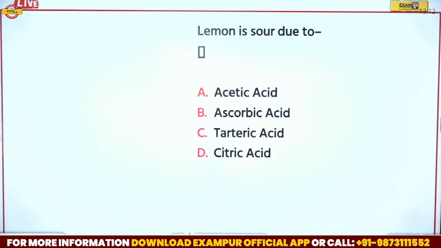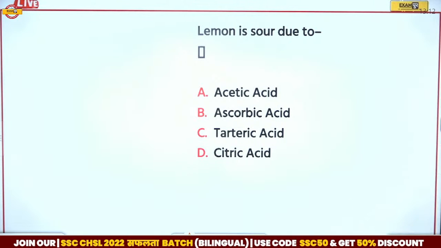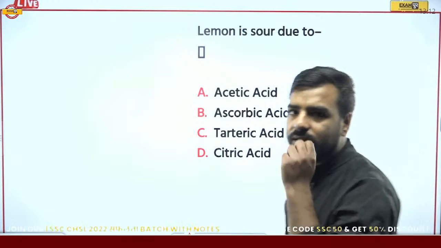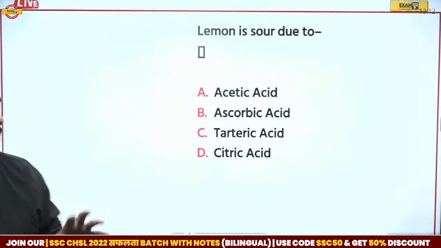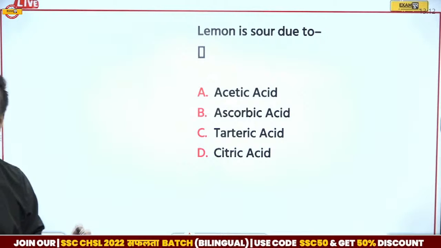Next we have, lemon is sour because of what? Is it acetic acid, ascorbic acid, tartaric or citric? What do you think? Question is, lemon is sour because of what? So can you answer this part? Why is lemon sour? And I've told you, this is asked in the examination.